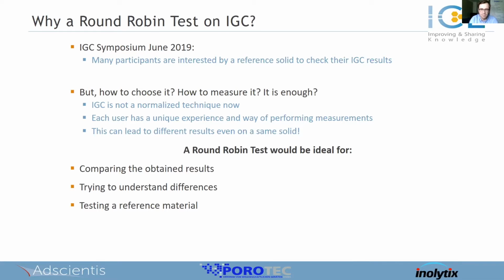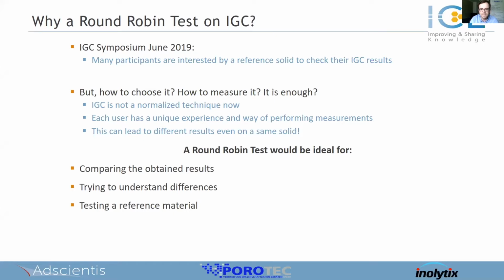Hence, each published IGC result is dependent on the operator. Of course, this delivers a negative picture of the technique and makes the results be considered as not reliable. Therefore, we started a collaborative work in order to develop a good practice for IGC measurements. This can be considered as a first step of normalization or standardization of IGC measurements and analysis.